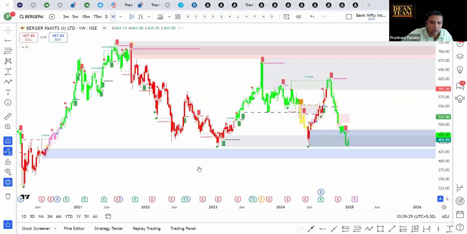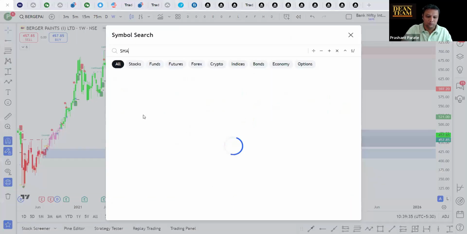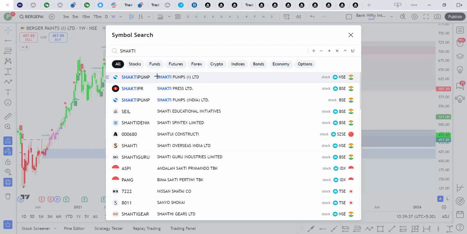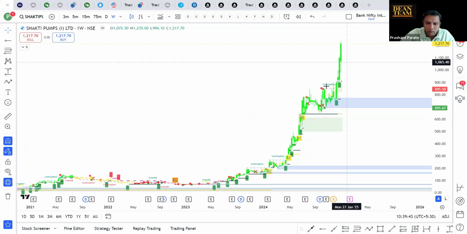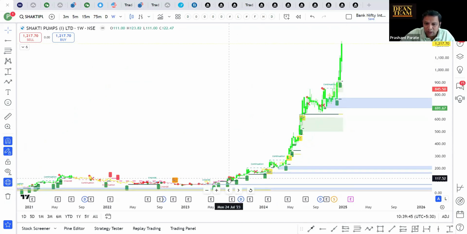Nothing in this. No trade in Berger Paint. Shakti Pumps. Circuit. Shakti Pump on weekly, it is creating a climatic move. It has given entry here around 115. Now it is almost 8 times up.